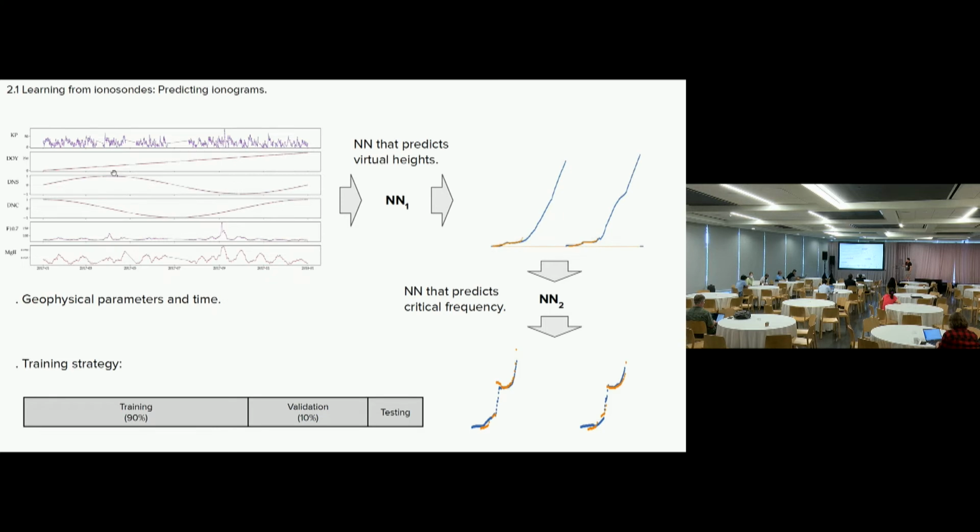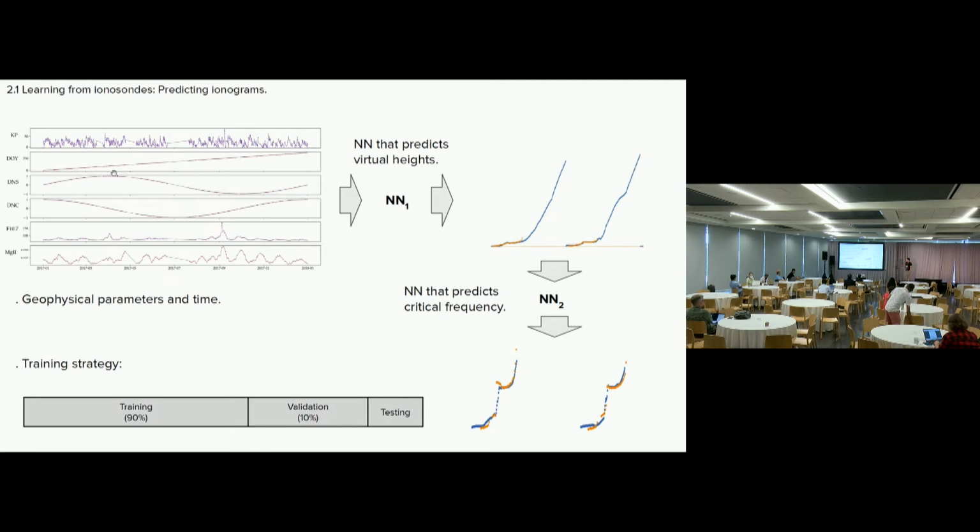The time series that go into the input of this first neural network look like this: the regular geophysical parameters, and time transformed into sine and cosine components. These go into the first neural network, a regression neural network that predicts the actual virtual heights. But as you know, these virtual heights need a cutoff corresponding to the critical frequency. So we have a second neural network embedded in this one that estimates the critical frequency and cuts the predicted ionogram.